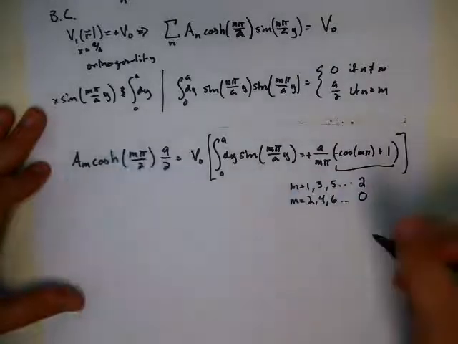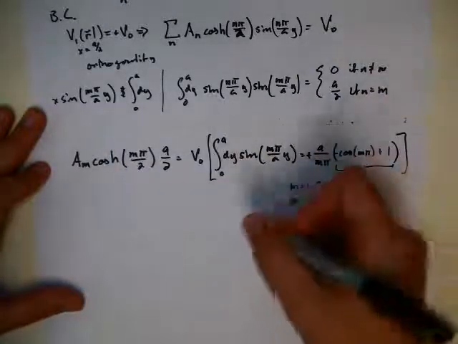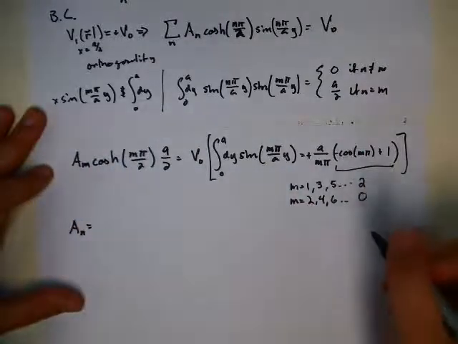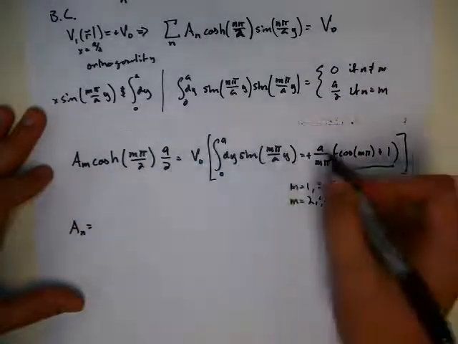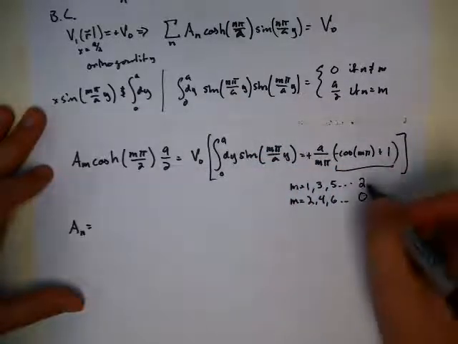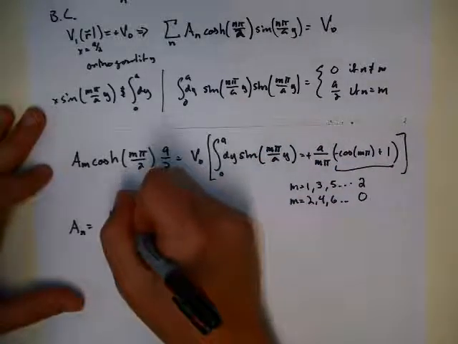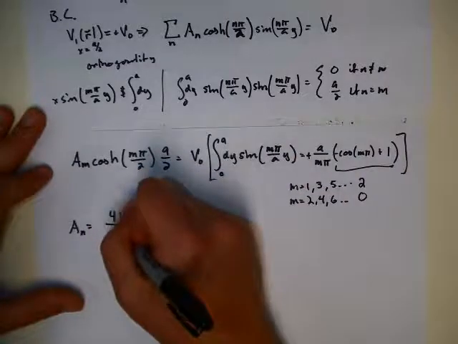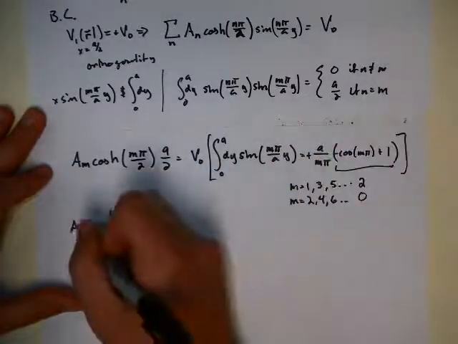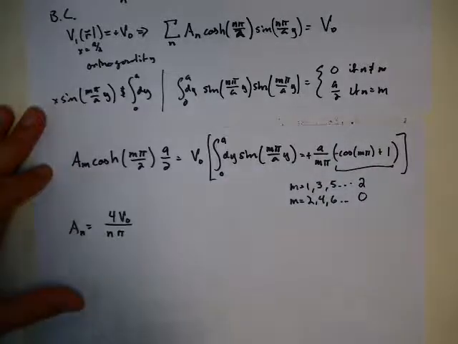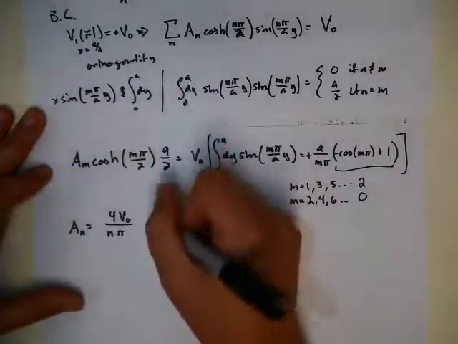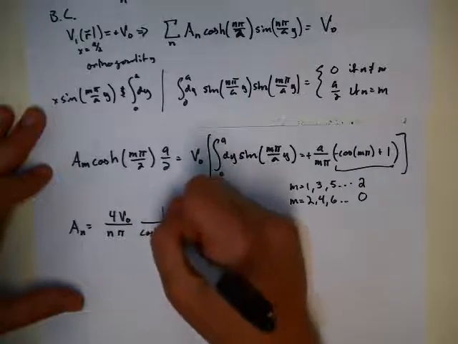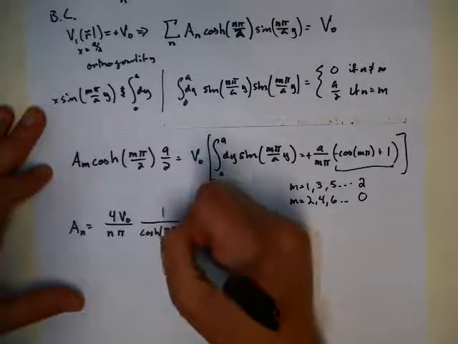Taking this, I can then combine everything here and solve for a. I get a_n is going to be equal to, I'm going to get a 2 from there, the a's are going to cancel, we get a 2 from there. So it's going to give me 4 v naught. I'm going to get an n pi, so I've switched from m here to n here. It's a dummy variable, so I'm allowed to do that. And then I have to divide both sides by this cosh of m pi over 2.